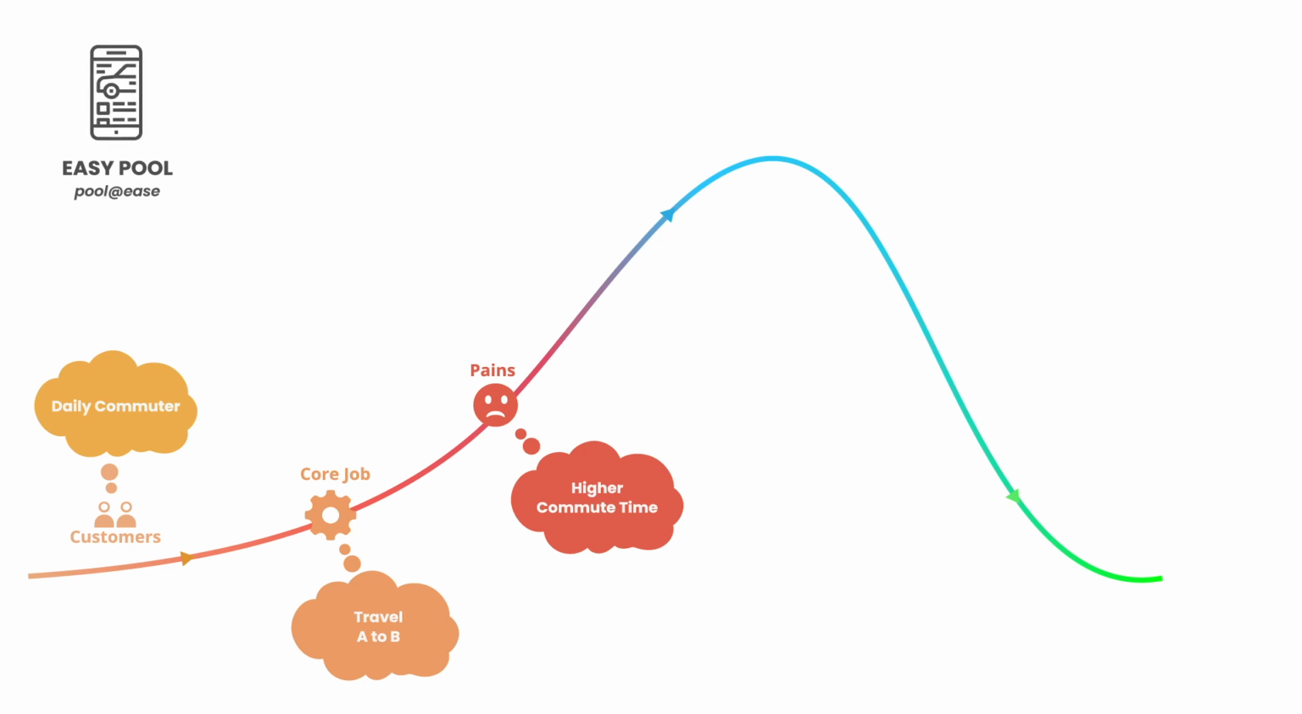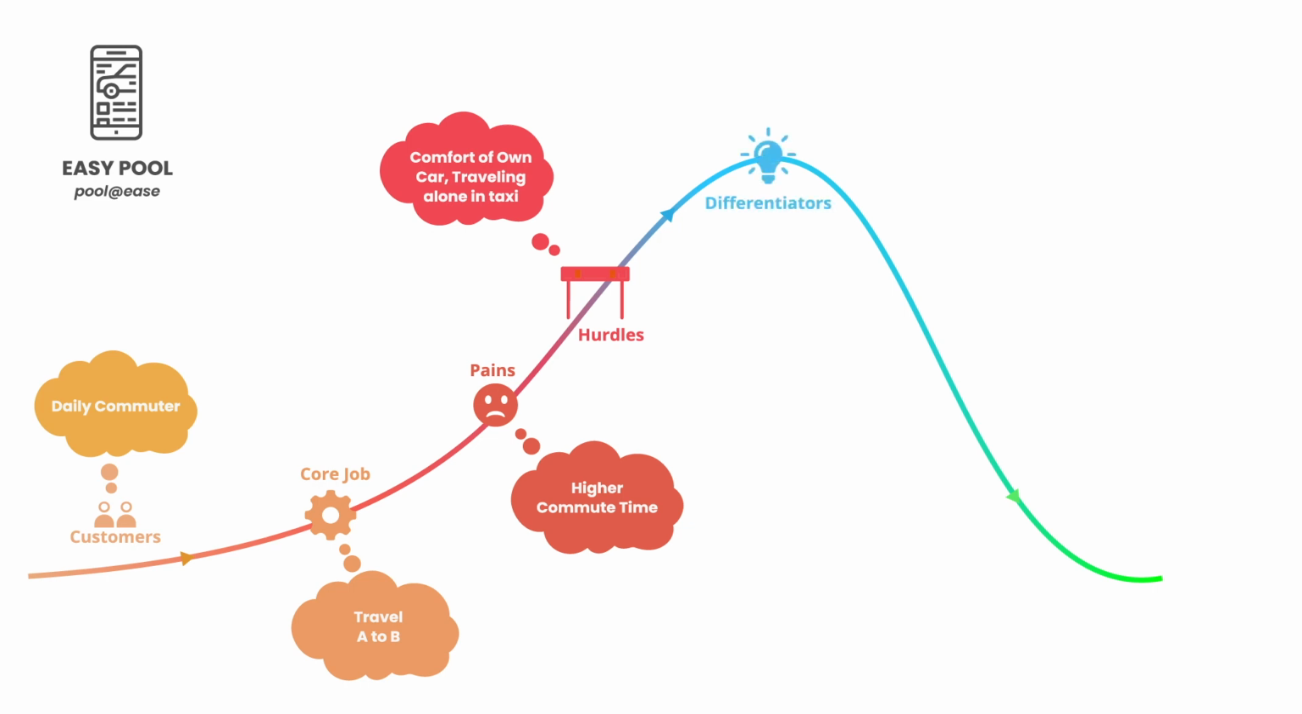Then the story is incomplete without the villains. The villains in this case are the alternatives that the end users are using, which might stop them from using your product. For example, the comfort of their own car or traveling alone in a taxi could be the hurdles for users for using the product that we are building. What are the differentiators that will excite the users to move away from the alternatives? Let's say we will optimize the route such that commuters always take the shortest possible route, and pooler verification to ensure there is safety and better matchmaking. So that could be our differentiators.